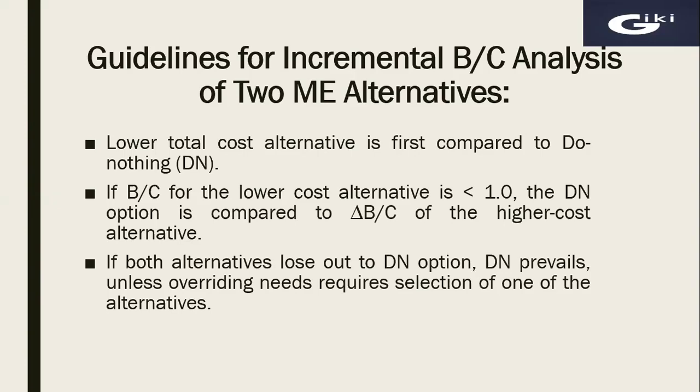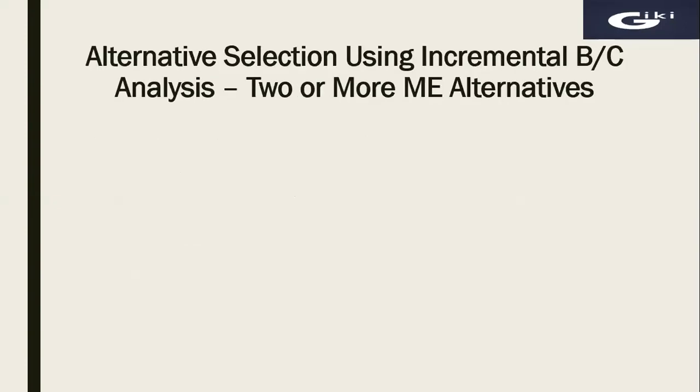If both alternatives lose out to the do nothing option, do nothing prevails unless overriding needs require selection of one of the alternatives. At times, there may be a situation where you are required to select one of two projects. In that case, we need to compare only these two projects and will not compare with do nothing, because do nothing is not an option.